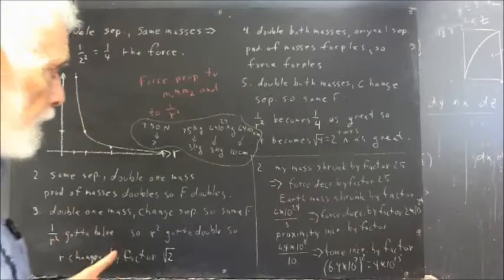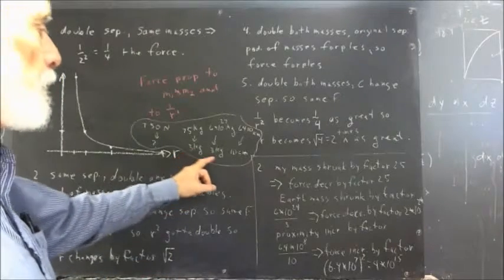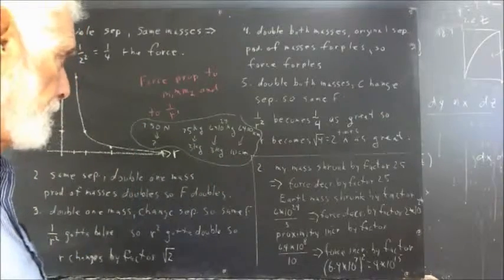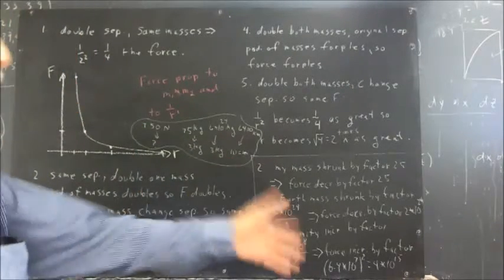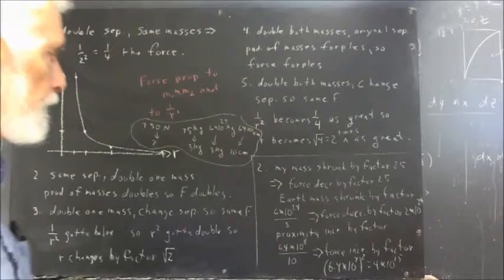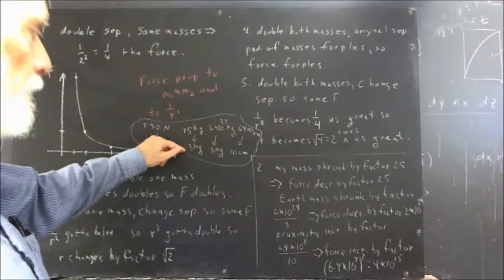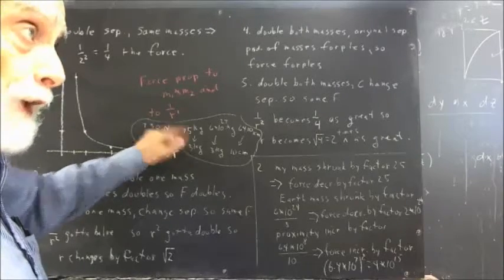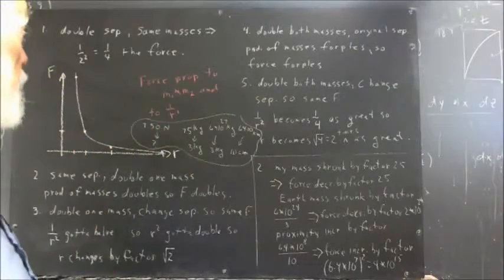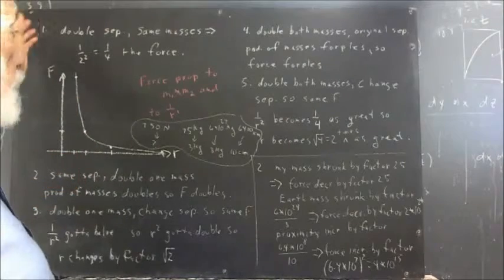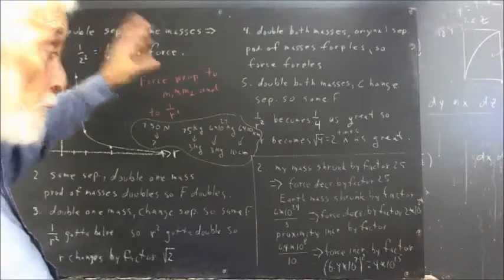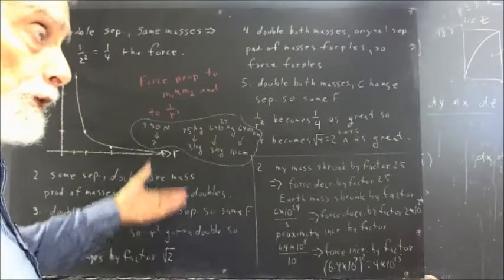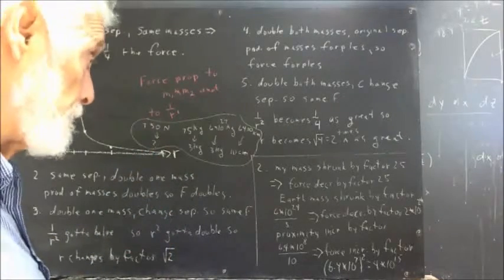The question is now, what if we have two 3 kilogram masses separated by 10 centimeters? How much force would that be? We solve the problem by considering that if 75 kilograms is shrunk down to 3 kilograms, that's going to shrink the force down to 1/25th as much. Just like doubling one of the masses will result in twice as much force, reducing one mass by a factor of 25 would reduce the force by a factor of 25.